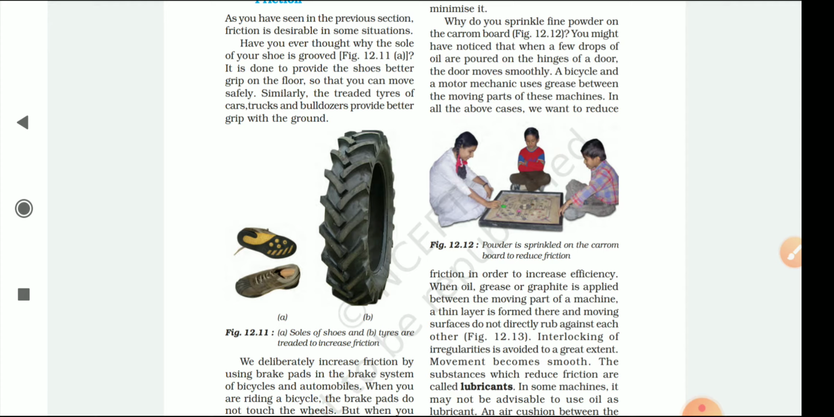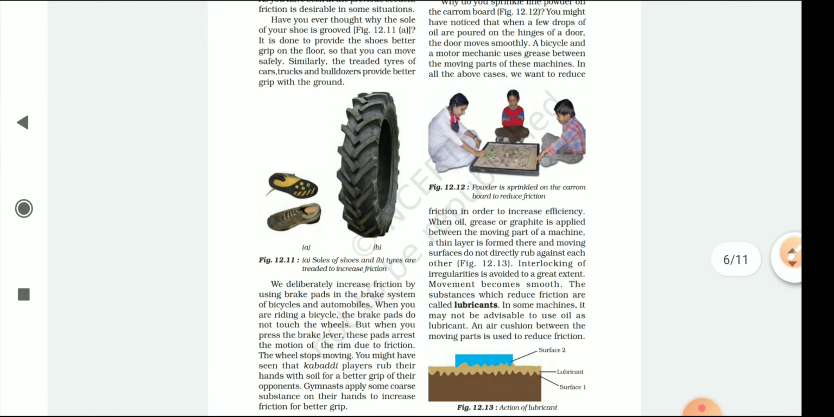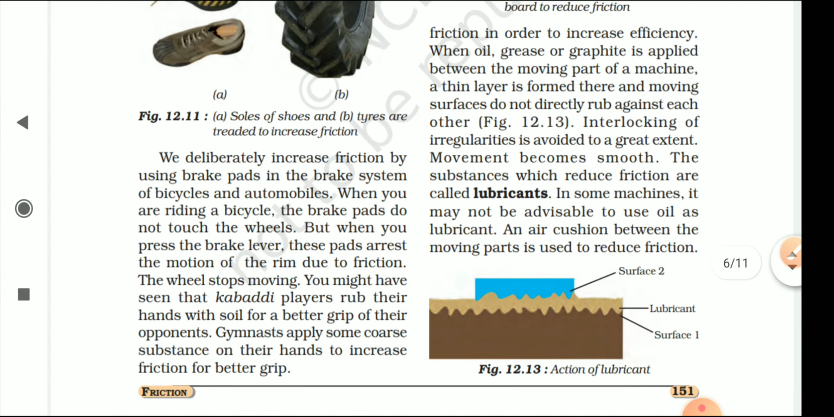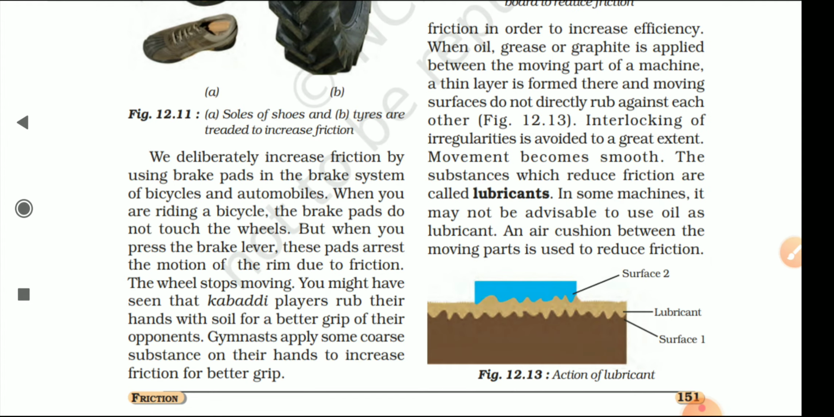You might have noticed that when a few drops of oil are poured on the hinges of a door, the door moves smoothly. A bicycle and a motor machine use grease between the moving parts of these machines. In all the above cases, we want to reduce friction in order to increase efficiency. When oil, grease, or graphite is applied between the moving parts of a machine, a thin layer is formed, and the moving surfaces do not directly rub against each other.